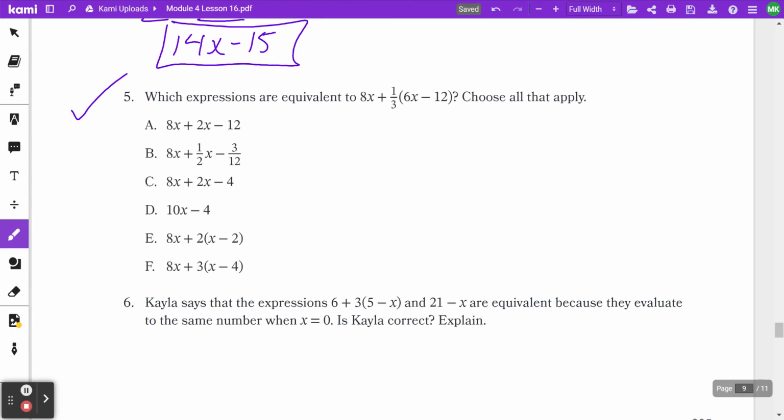Now this guy here can get complicated. So first thing, choose all that apply. Well, I guess I'm just going to take this guy and just have some fun with him.